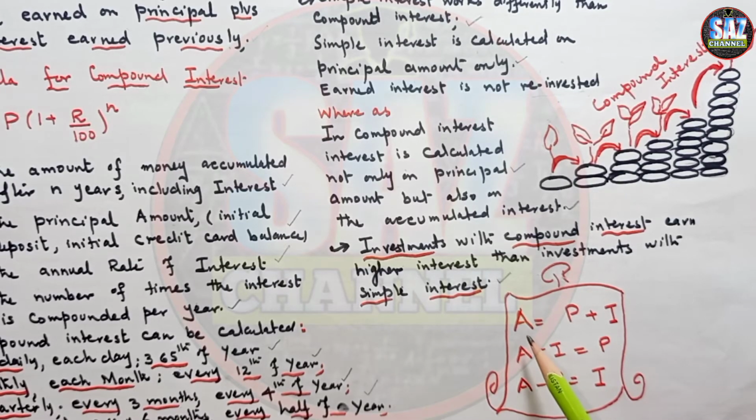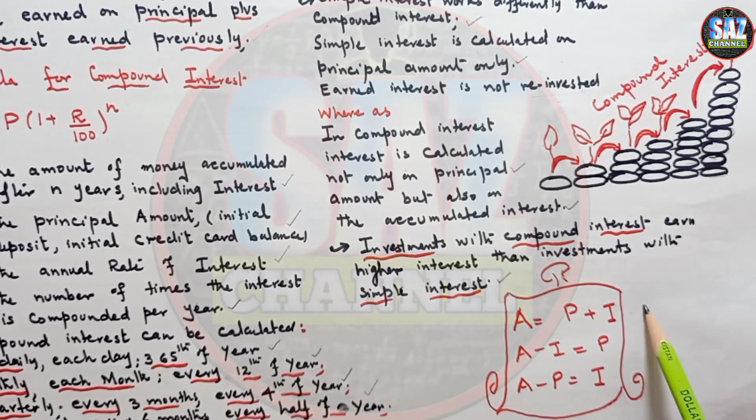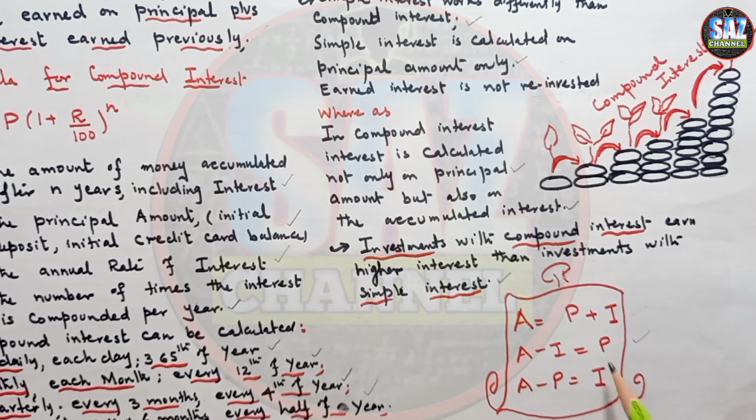Coming to the formulas, amount will be equal to principal plus interest, and amount minus interest can give you the principal. And if you need to find the interest when you're solving the questions of compound interest, you can have the difference between amount minus principal.